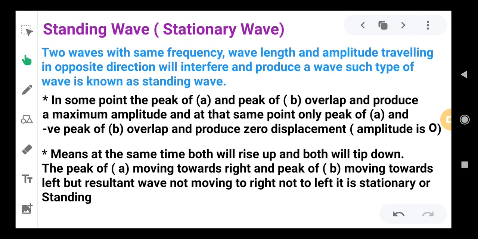Another concept arises, that is of the standing wave. The standing wave is also known as the stationary wave. The statement says: two waves with the same frequency, same wavelength and same amplitude, traveling in opposite directions, will interfere and produce a wave. Such a type of wave is known as the standing wave.